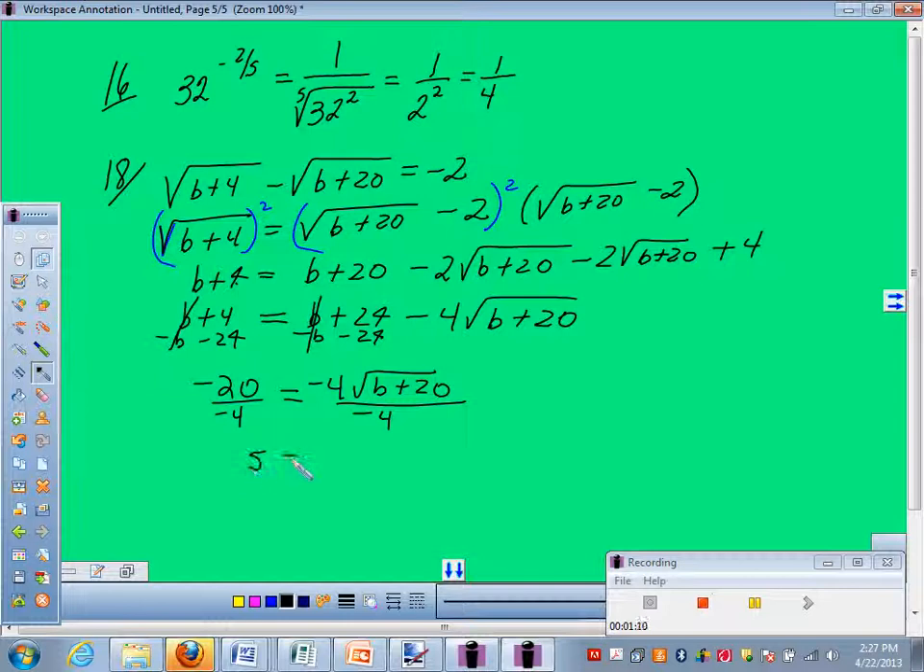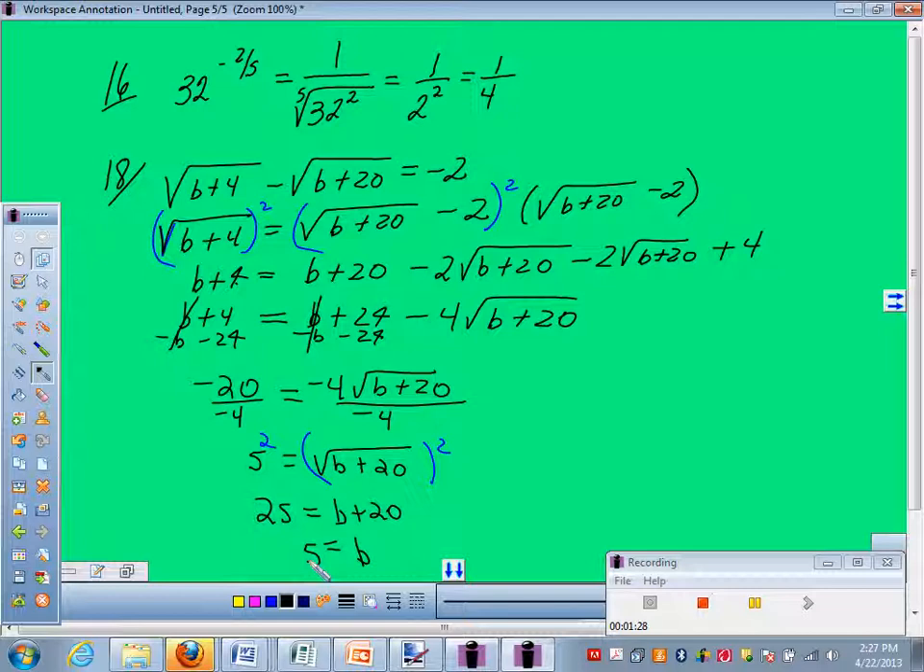Now we're down to 5 equals square root of b plus 20. Now we're down to easy. Square it, which is going to give me 25 equals b plus 20. And therefore b equals what? 5. Okay, are you done?